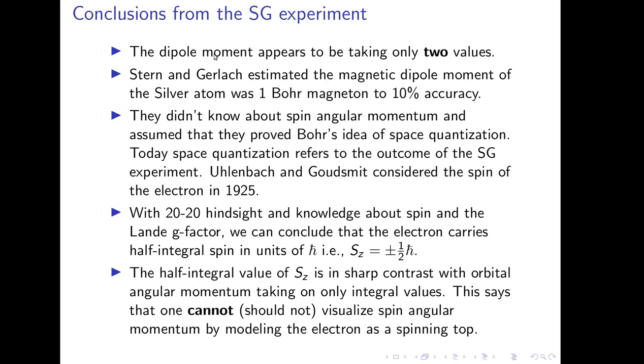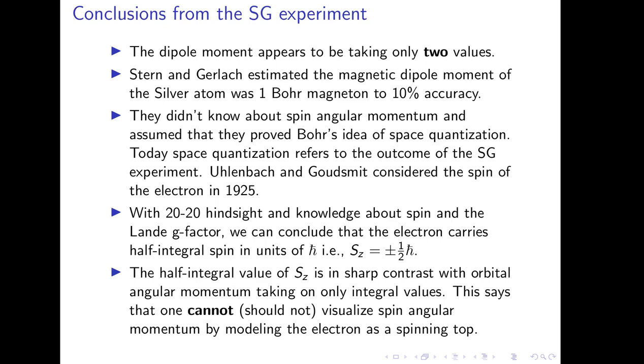The dipole moment appears to be taking only two values, not a continuum of values. See, if the dipole moment were m, the Z component would be m cosine theta. So it could take any value from minus m to plus m, but it's taking only two values. And Stern and Gerlach estimated the magnetic dipole moment of the silver atom was 1 Bohr magneton to 10% accuracy. So they measured the thing and fit it to that formula. So we don't know what g is.